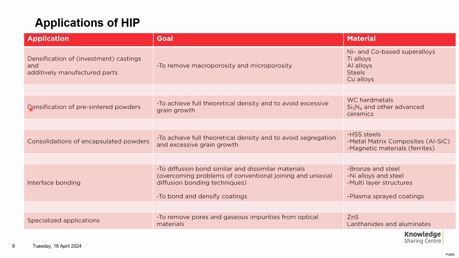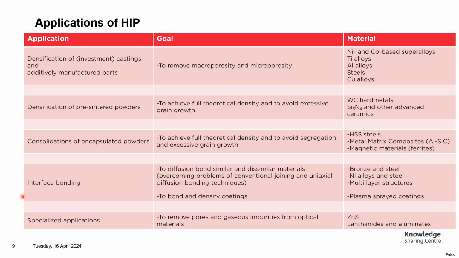Furthermore, HIP can be used to consolidate encapsulated powders in order to achieve full theoretical density and to avoid segregation and excessive grain growth. Typical materials are high-speed tool steels, metal matrix composites or magnetic materials.